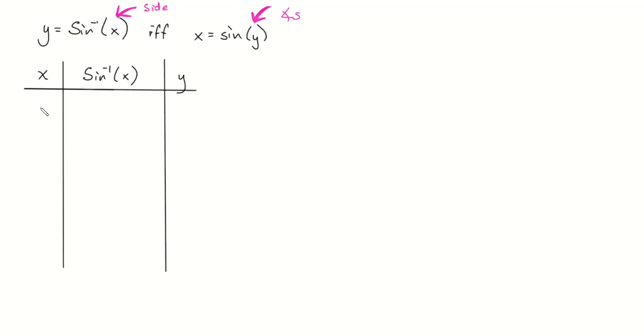Are there any nice sine values that show up between negative pi halves and pi? Like really convenient values. And you may have to check your unit circle if you don't have it memorized.